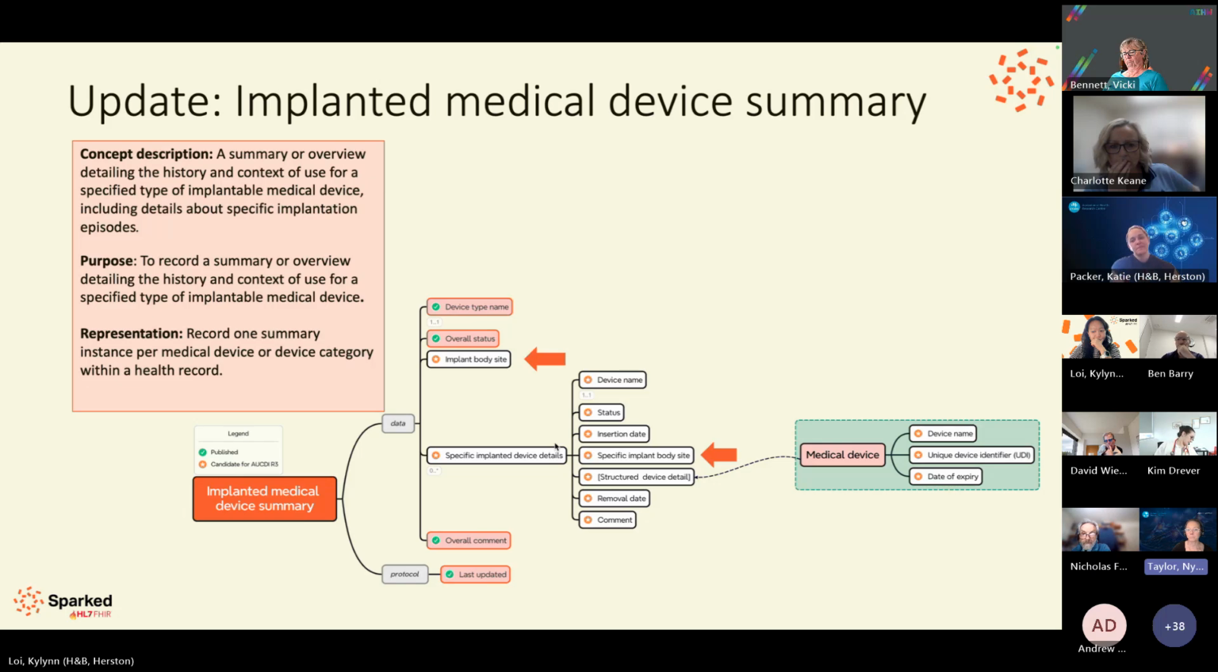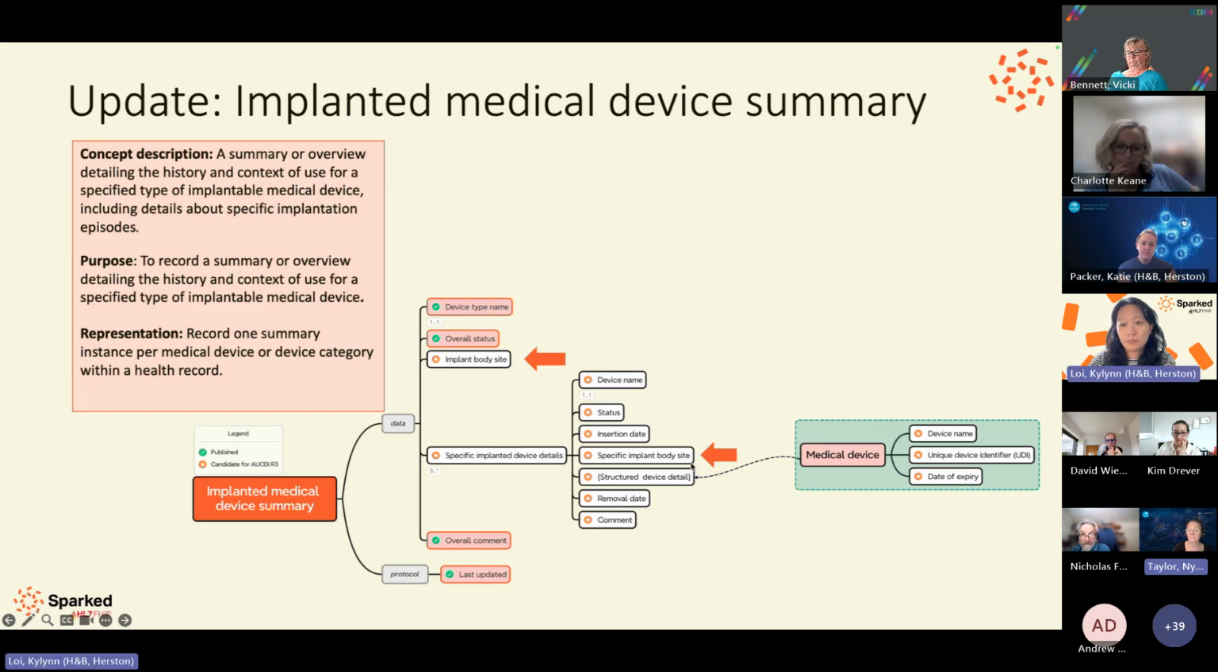So we've made an adjustment here. The implant body site is the identification of the body structure or region where all the devices of this type have been inserted. As in that example, for the stent that might be the cardiac region, or the abdominal region. And then the specific implant body site gives the ability to describe exactly where that implant is.